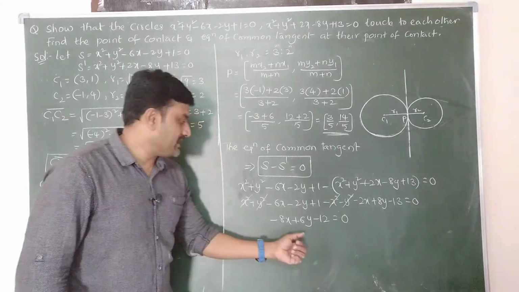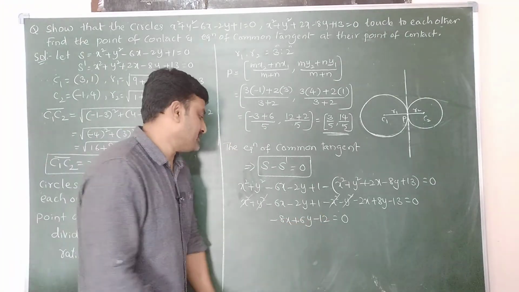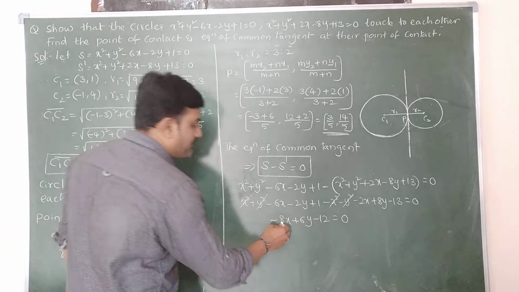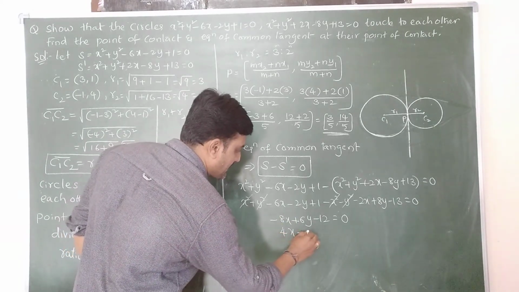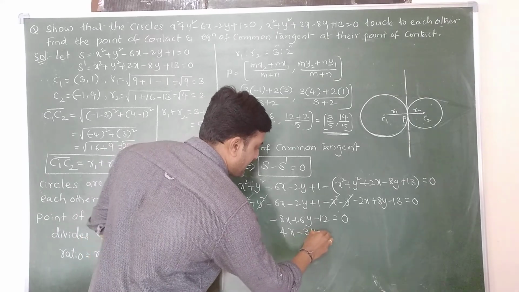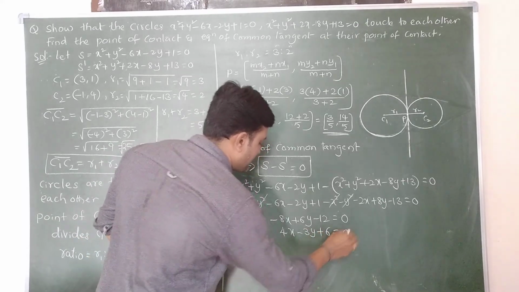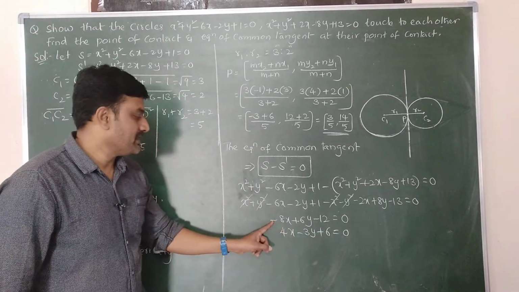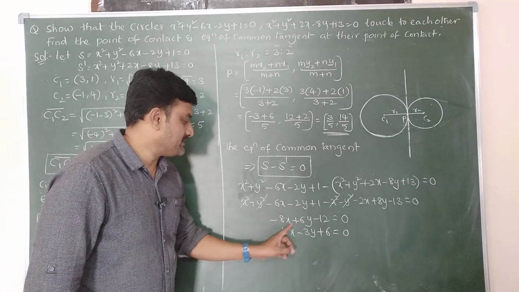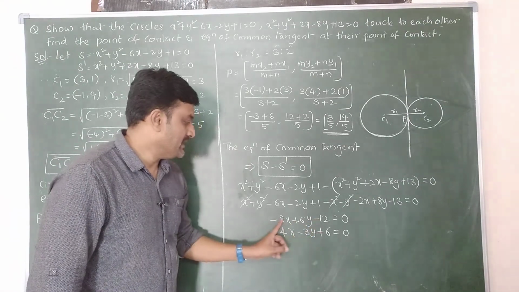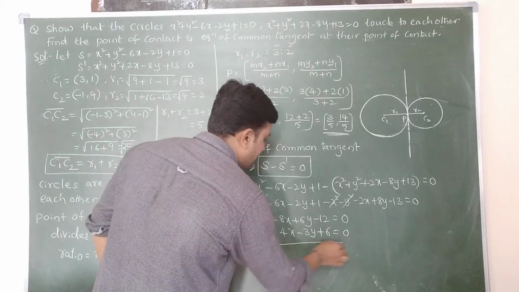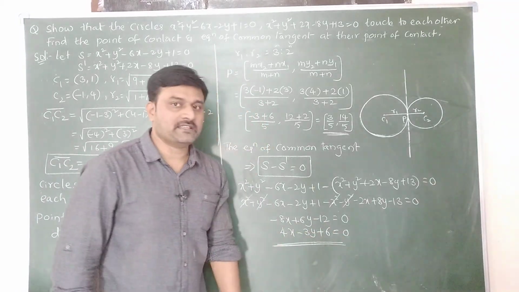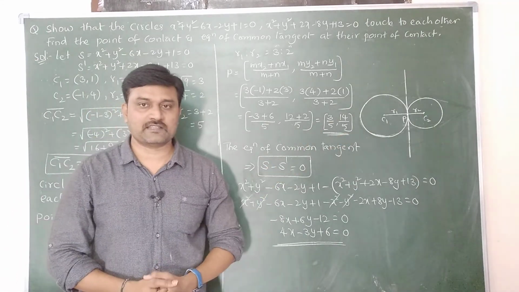Now observe here, all are multiples of 2. We divide by minus 2, then we get 4x minus 3y plus 6 equals 0. Dividing by minus 2 changes the signs: 4x, minus 3y and plus 6 equals 0. This is the single common tangent of the given circles.